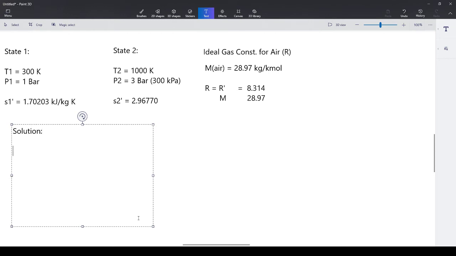Solution. So we have delta S. So once again, weird triangle. I'm just going to say delta S is equal to, we use our entropies here, so it is 2.96770 minus 1.70203. I'm going to put that in parentheses just to show you that that is the first quantity, S2, that's S absolute 2 minus S absolute 1, right? And you'll just have to follow the units. The units are kilojoules per kilogram Kelvin, so these two will subtract. And then is addition.